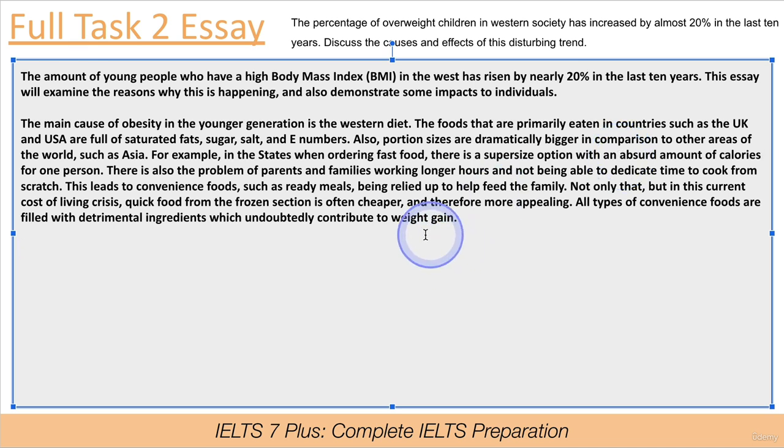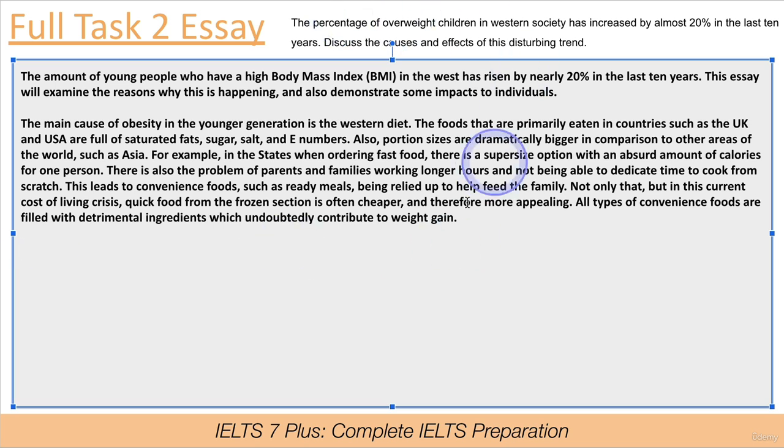For one person. There is also the problem of parents and families working longer hours and not being able to dedicate time to cook from scratch. This leads to convenience foods, such as ready meals, being relied upon to help feed the family. Not only that, but in this current cost of living crisis, quick food from the frozen section is often cheaper and therefore more appealing. All types of convenience foods are filled with detrimental ingredients, which undoubtedly contribute to weight gain.